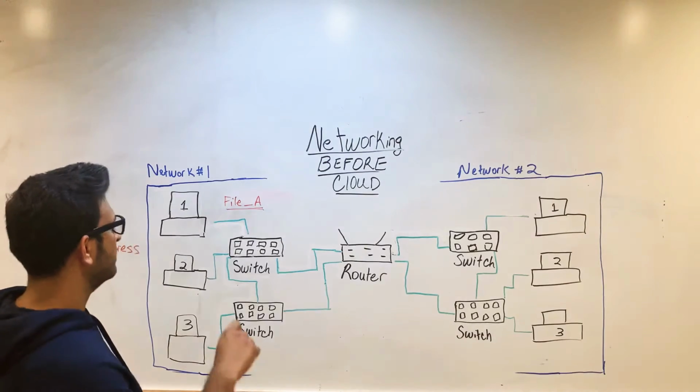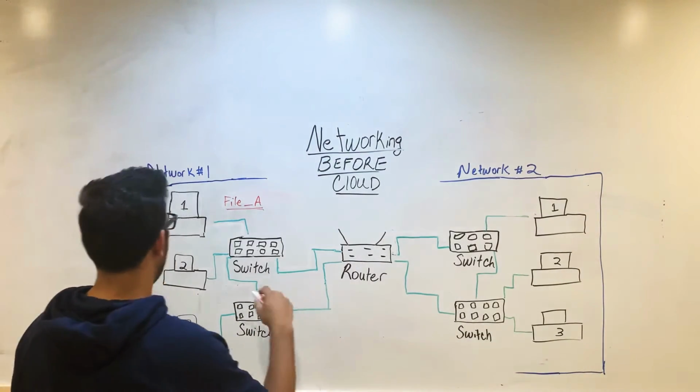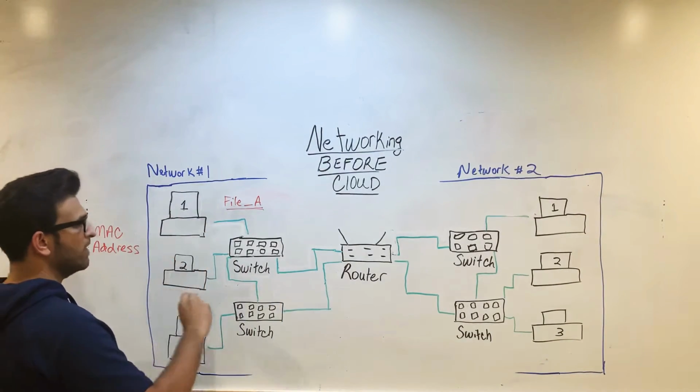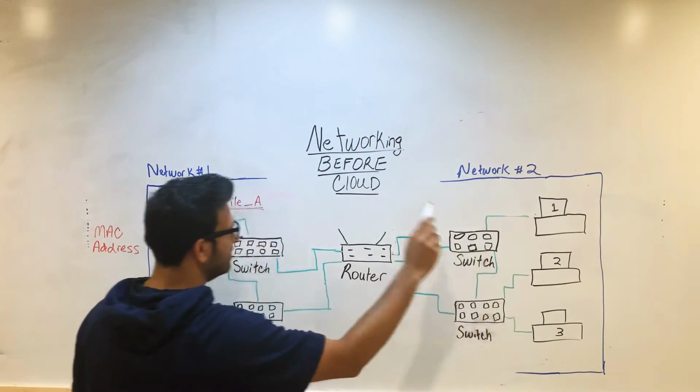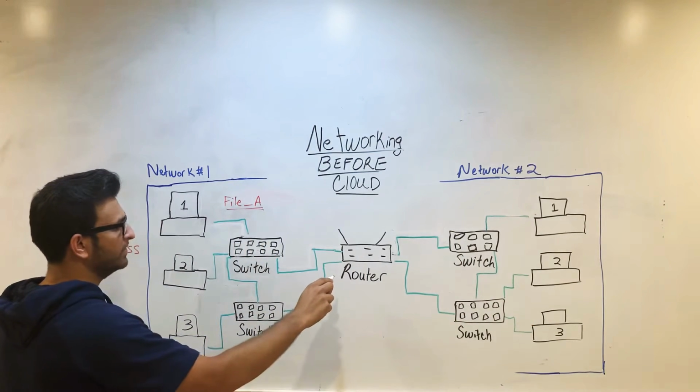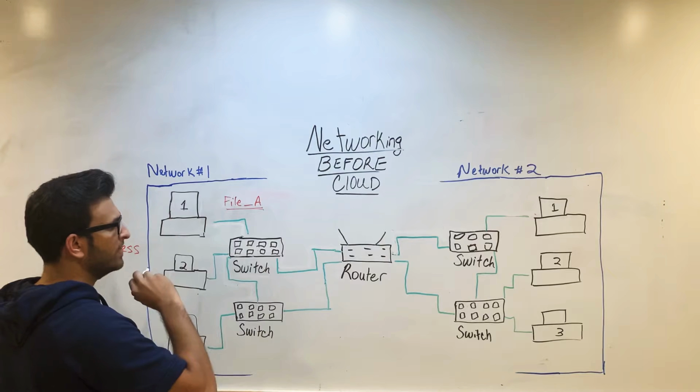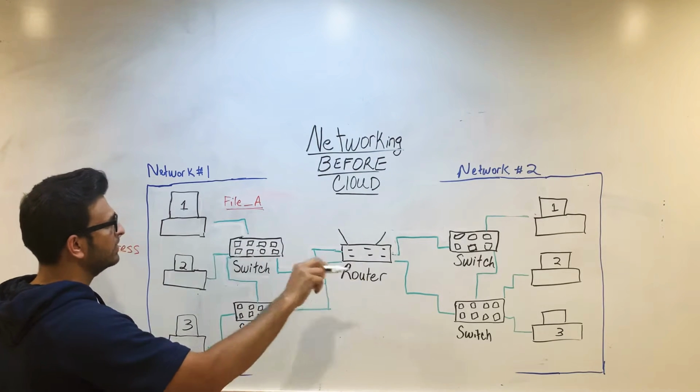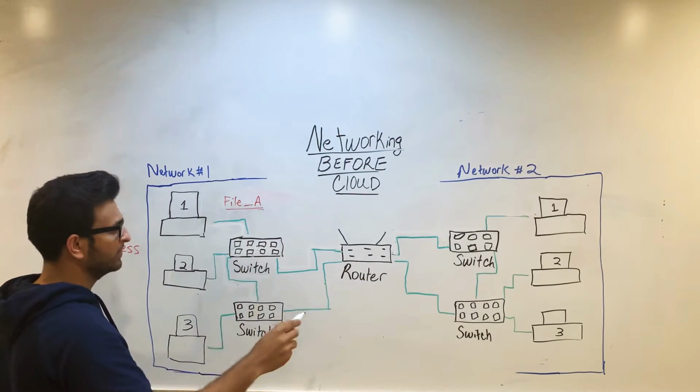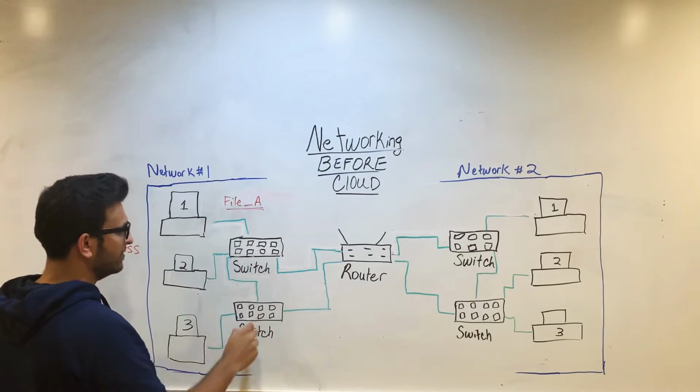We have two separate networks here, and we have 3 computers in each network, and a router that is able to accept traffic to send files in between the networks. We also have these switches.